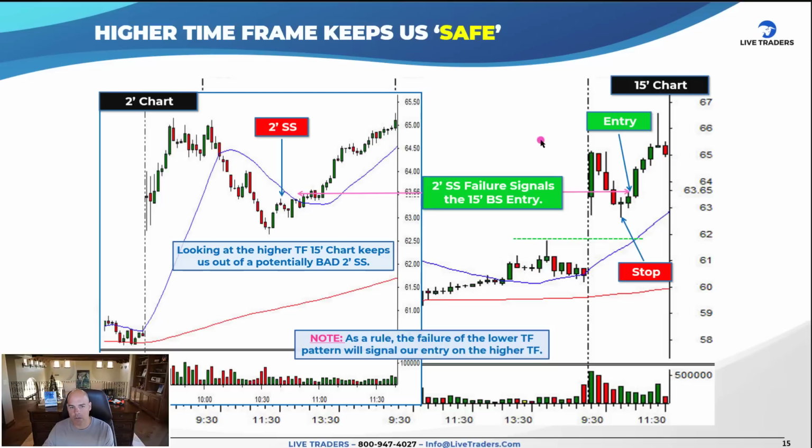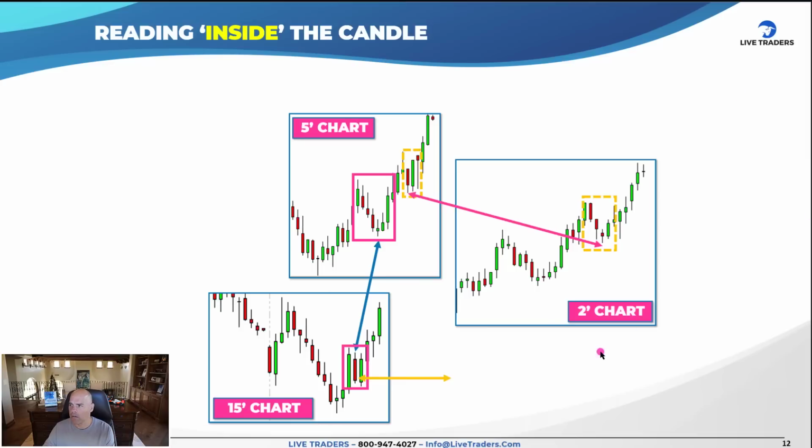Now it's all on one page for you. That was the sell setup. The 2 minute sell setup failure signals the 15 minute buy setup entry. Right, PS? You were spot on. You were dead on. Looking at the higher time frame 15 minute chart keeps us out of a potentially bad 2 minute sell setup. And yet, it's okay to do it here to stay out of the sell setup. It was okay to stay out of the sell setup here because of the 15 minute, but somehow, some way, some reason, over here, it was acceptable to take the 5 minute buy setup inside of a 15 minute sell setup. How was that okay, but this is not okay?